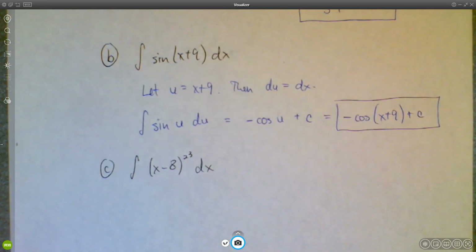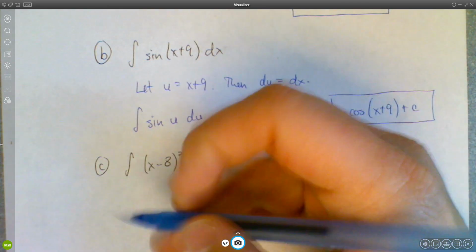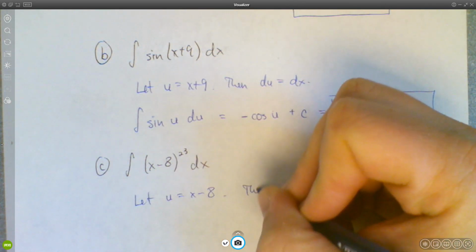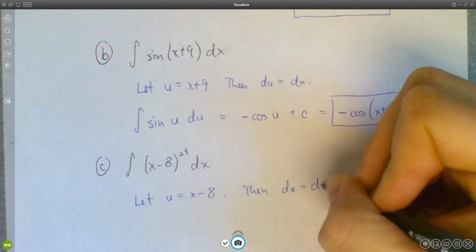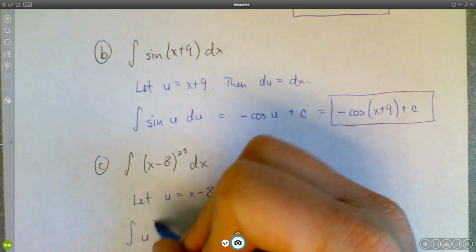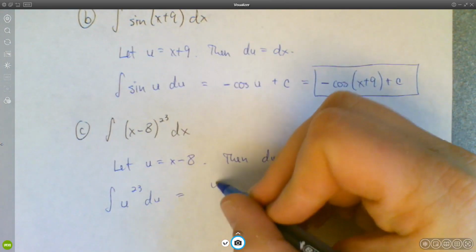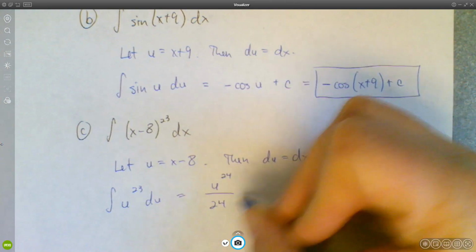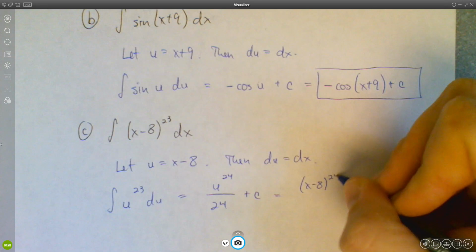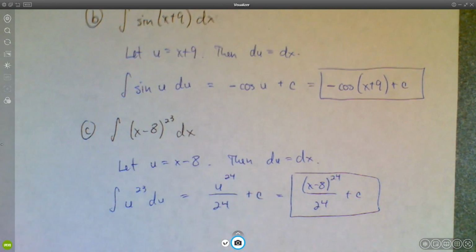Okay, here's my solution. So, kind of the same trick as before, right? I'm going to let u be x minus 8. Then du would be dx. And this integral would just become u to the 23rd du. So that's going to be u to the 24th over 24 plus c, or x minus 8 to the 24th over 24.